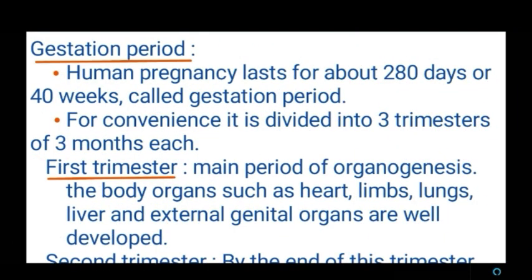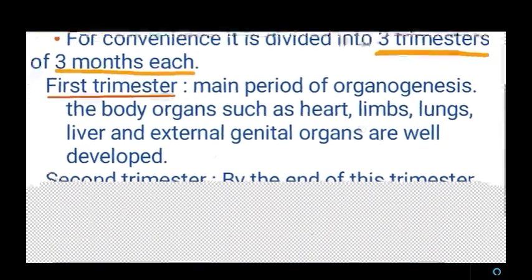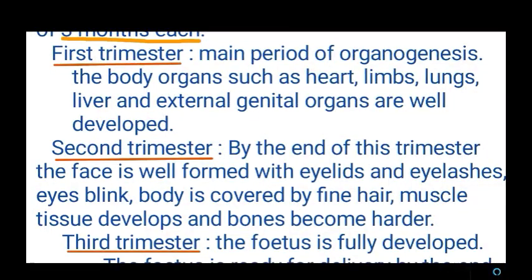Next, we are going to see about the gestation period. The full development of the fetus needs 280 days, or 40 weeks. That period is called the gestation period. For our convenience, this gestation period is divided into 3 trimesters. Each trimester has 3 months. Here first we are going to see the first trimester.